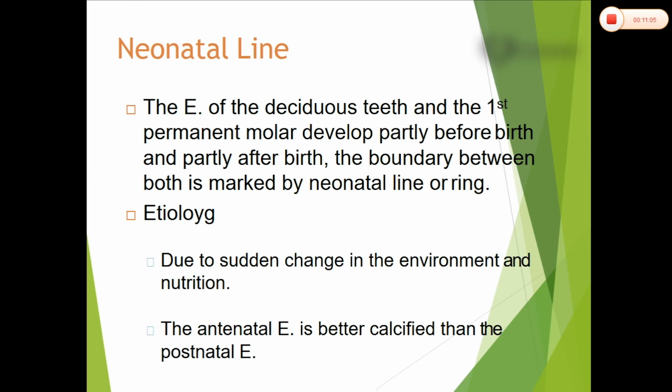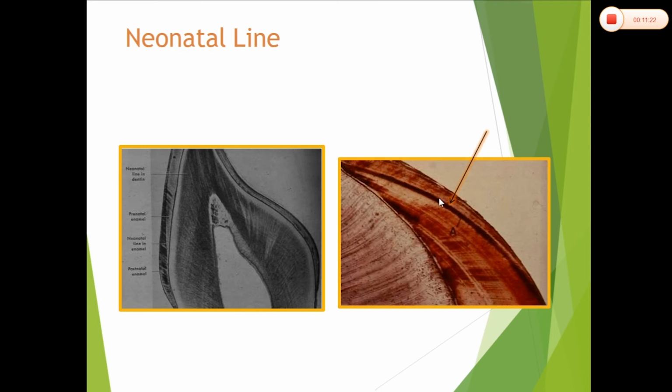Why the first permanent molar? Because the first permanent molar starts to develop around the fifth month of pregnancy. Okay? And all deciduous teeth have the neonatal line. We see it in deciduous teeth and the first permanent molar, meaning all the teeth that form before birth. This is the neonatal line.